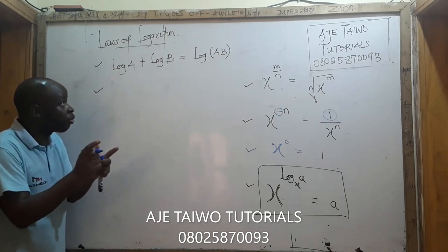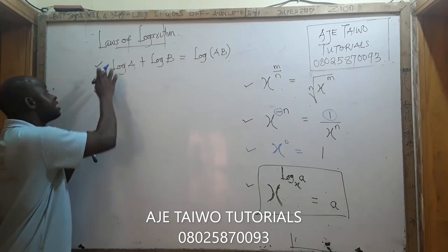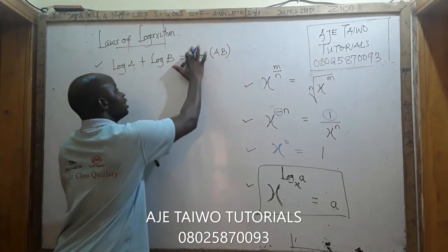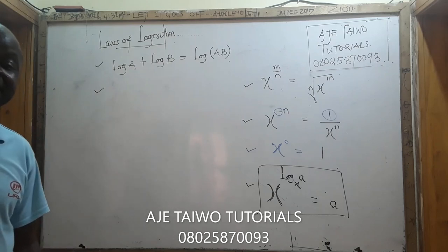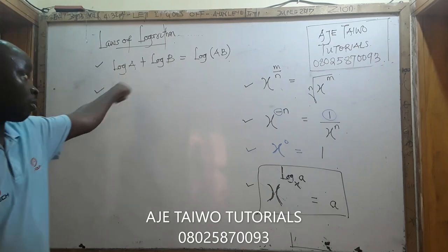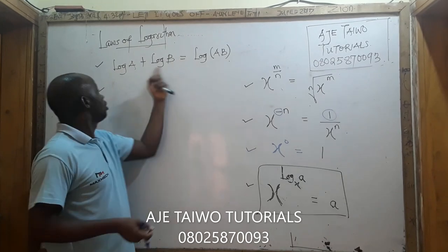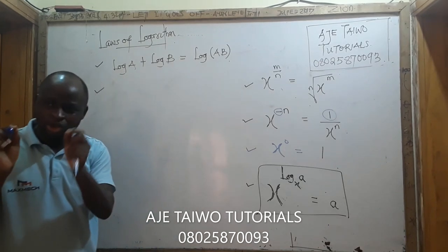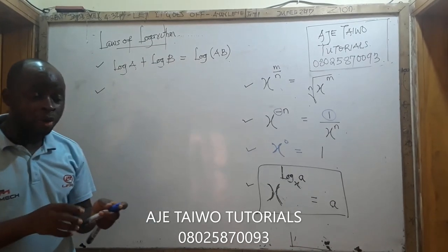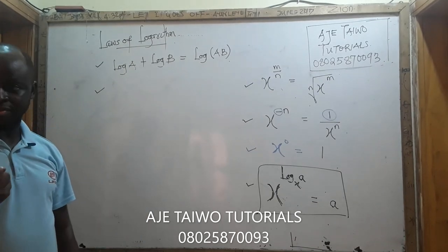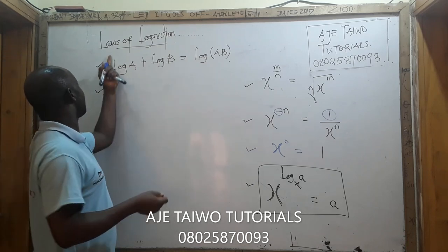Before I apply this law, remember, there is nothing here. There is nothing here. You must not have anything at the back of this log. If anything is at the back of this log, you cannot apply the law. It's wrong. So before you are allowed to say log A plus log B, then log is common, then A times B, you must make sure there's nothing here. I would just hold that statement and keep it very well. Before this law can be applied, you must have nothing here.